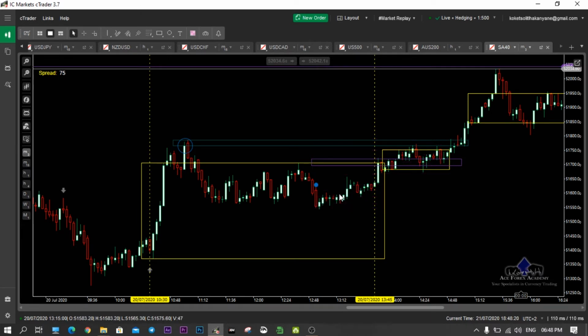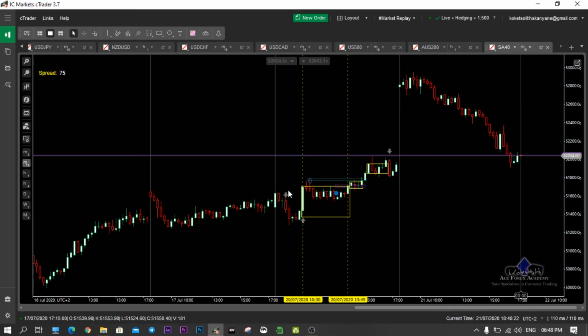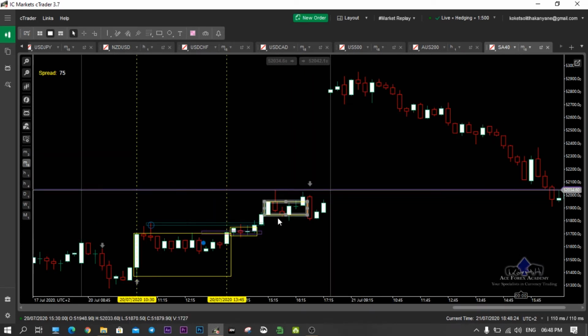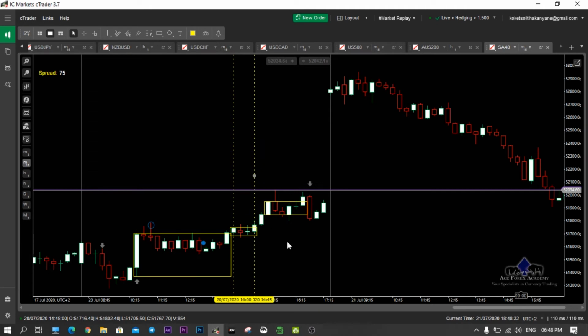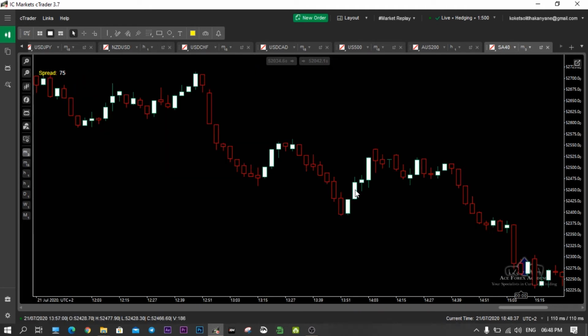Let's move on to the next one. Let me just clear up the chart. So this is our next trading opportunity, and let's have a look. Move on to a lower time frame.